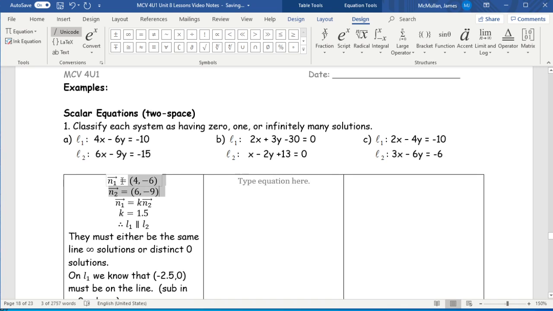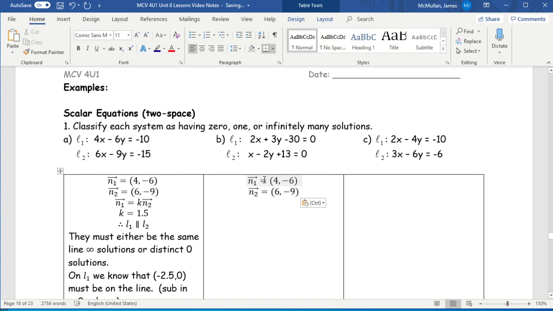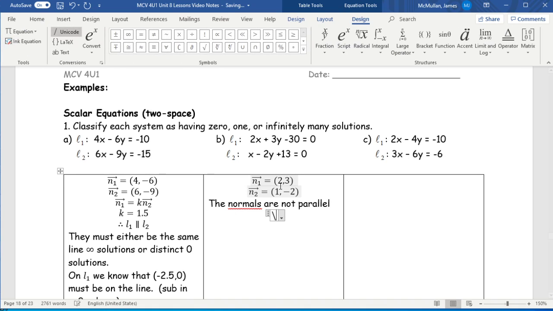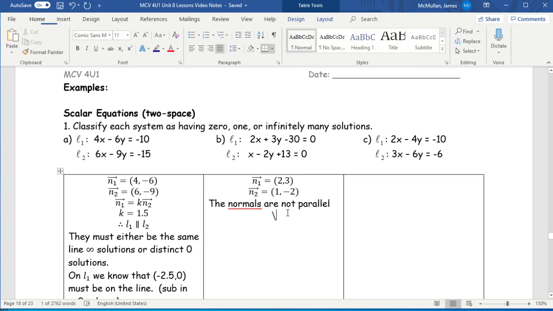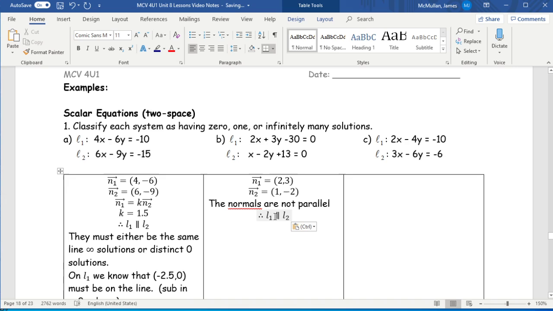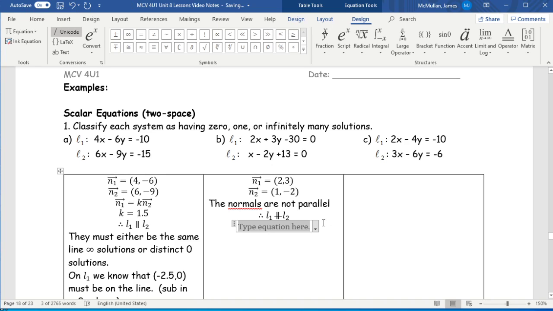Again, let's just copy the format of what we did here. N1, the first normal, would be (2, 3). The second normal would be (1, -2). Immediately, you can come to the conclusion that the normals are not parallel. Therefore, and again, I'm just going to write this out technically, but you can obviously just write it in language, I'm just going to put a little strike through. So it's not the case that L1 is parallel to L2. Therefore, there is one solution.